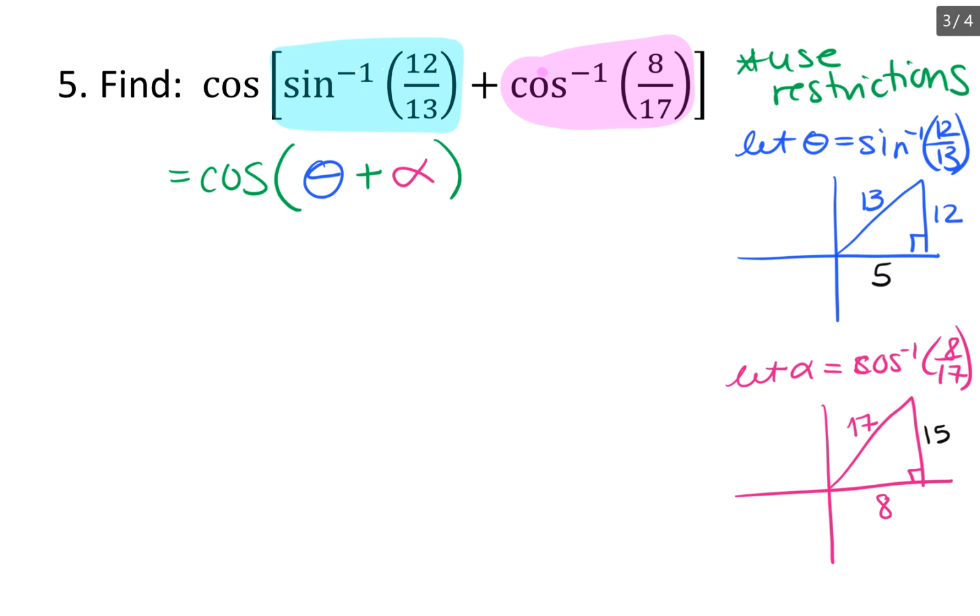And now we can use our formula and plug everything in. Here we have the cosine of theta times the cosine of alpha minus the sine of theta times the sine of alpha. We use our diagrams to calculate each of those missing pieces. So why don't you go ahead and try to calculate that on your own and see what you get for an answer.